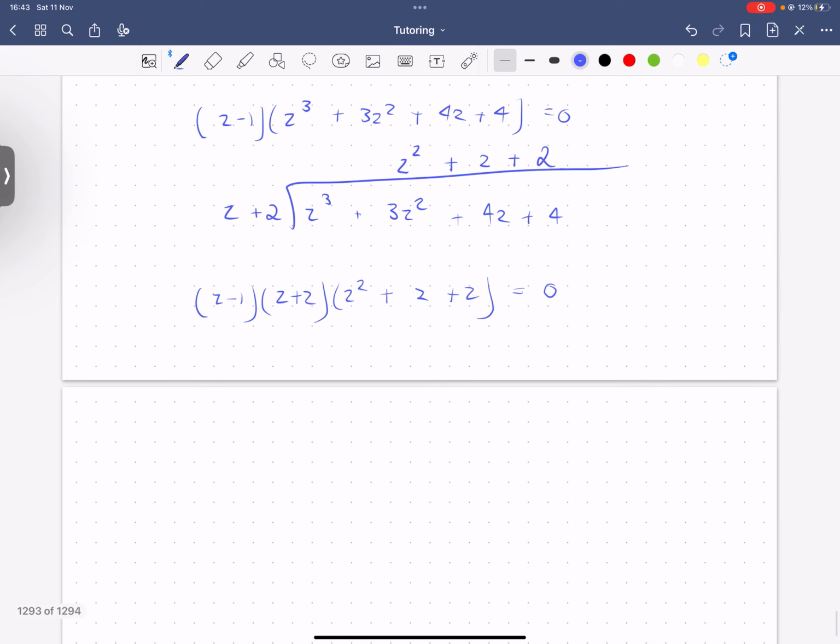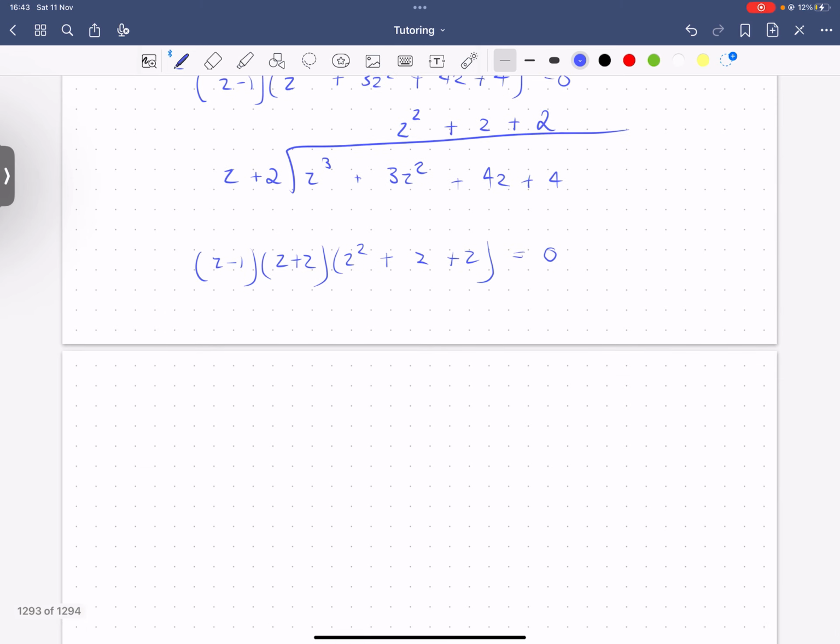So we might use the quadratic formula to solve that quadratic. So z is equal to minus 1 plus or minus the square root of 1 squared minus 4 times 2. So that's root 7 minus 7, so root 7i on 2. So therefore our solutions are z equals 1, minus 2, or minus 1 plus or minus root 7i on 2.